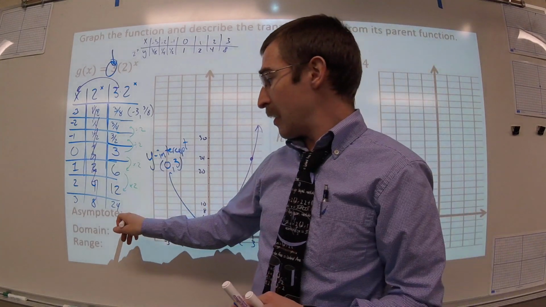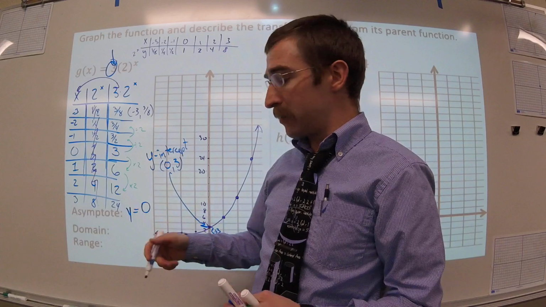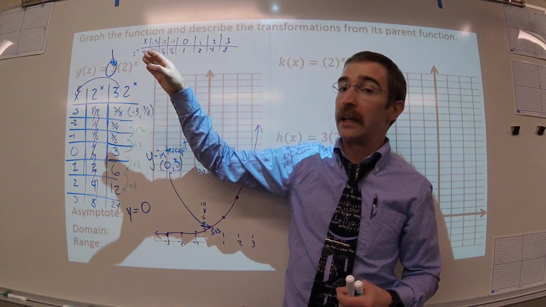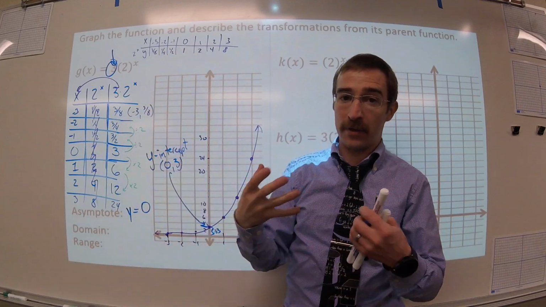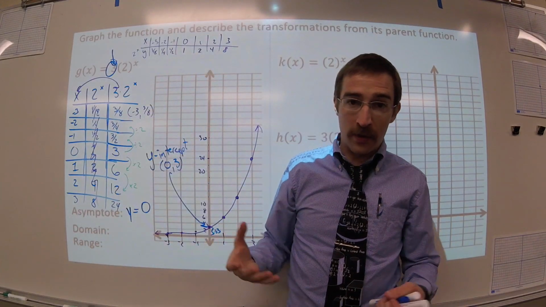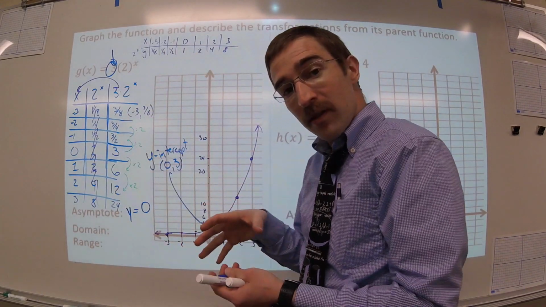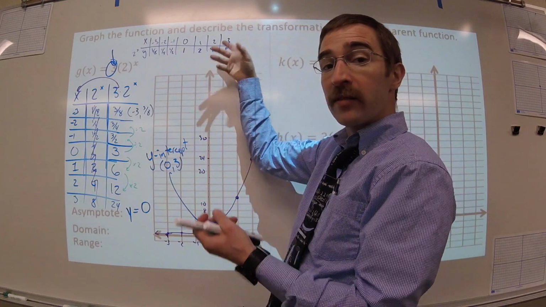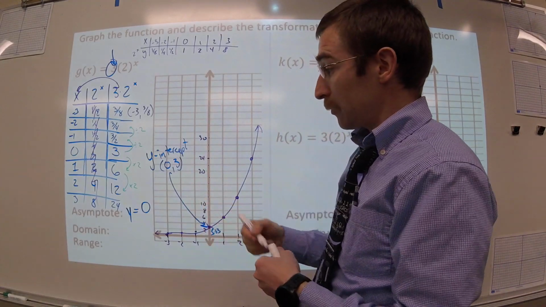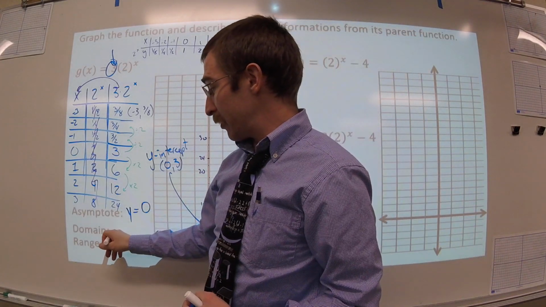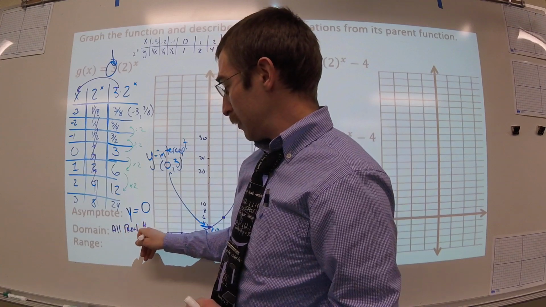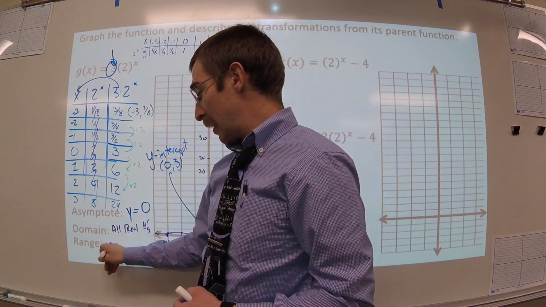So here, the asymptote once again is at y equals 0, because all we're doing with this is tripling the outputs. It's 3 times 2 to the x. So it's just taking all the previous y numbers from just 2 to the x and tripling them. So the asymptote is y equals 0. The domain is all real numbers. And the range is still y is greater than 0.